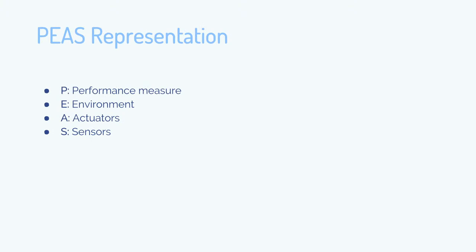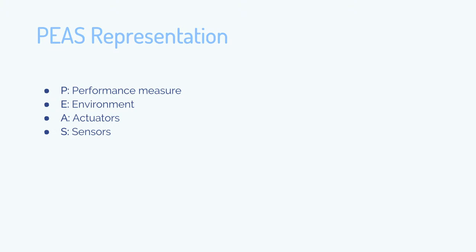Now, for example, you want to build a self-driverless car. We need PEAS. PEAS means performance measure, environment, actuators, and sensors. Performance measure means we need some prior data to train the algorithm. Then environment: we need some place to perform the action. What actions is the self-driverless car doing? We need some environment, and then we need some actuators.